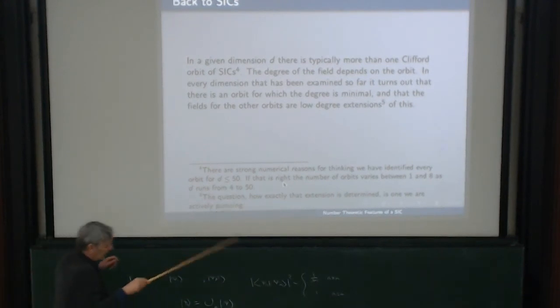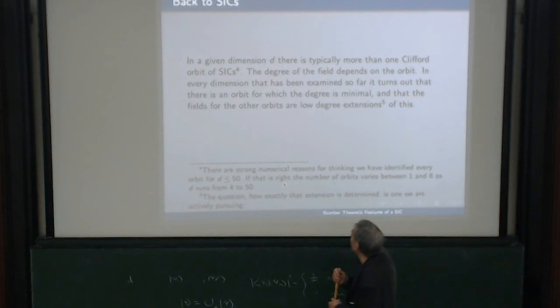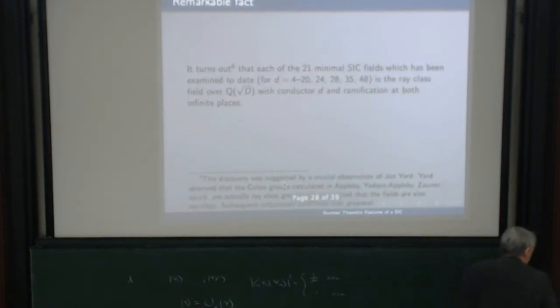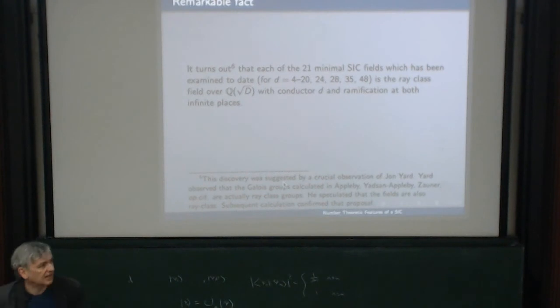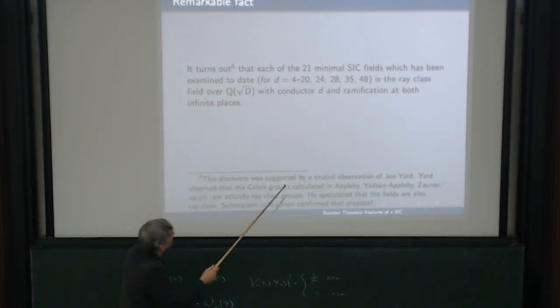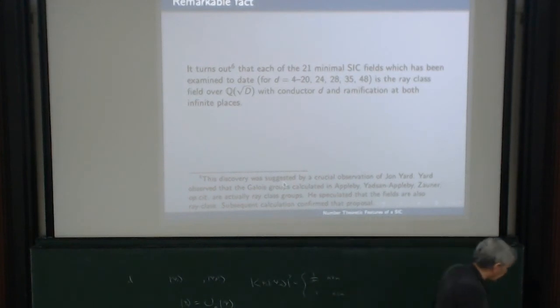So there is basically a sort of canonical field here, which I'll call the minimal field. And it turns out it's always the ray class field over that real quadratic field with a particular conductor. So the SIC is actually generating this very special field, the analog of a cyclotomic field.